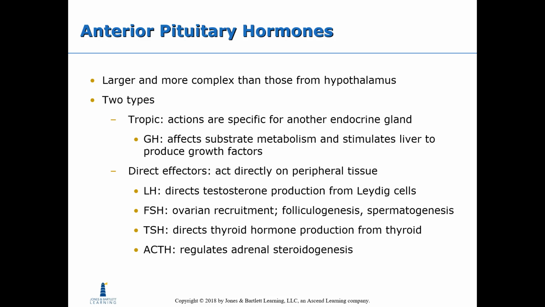Luteinizing hormone directs testosterone production from Leydig cells. Follicle stimulating hormone is responsible for ovarian recruitment, folliculogenesis, and spermatogenesis, so the maturation of the egg. And spermatogenesis is production of sperm. Thyroid stimulating hormone directs thyroid hormone production from the thyroid. And adrenocorticotropic hormone regulates adrenal steroidogenesis.